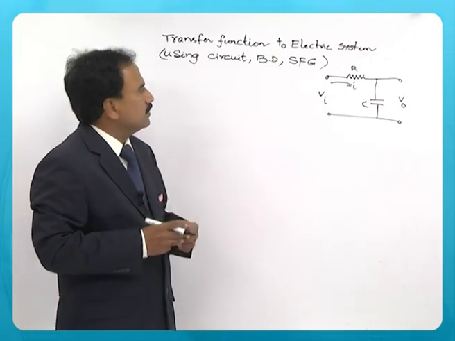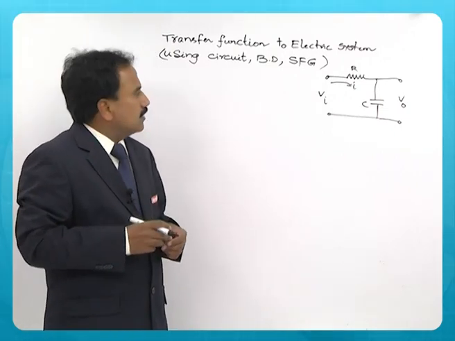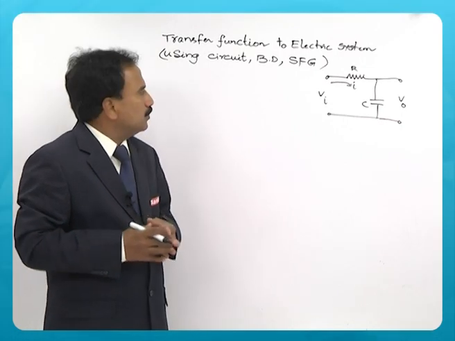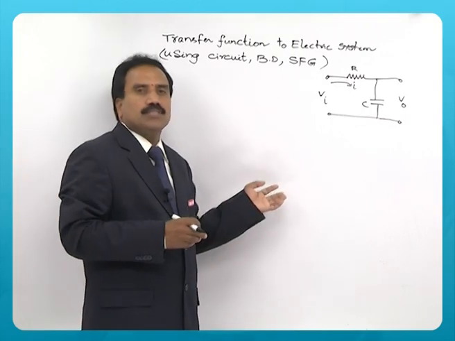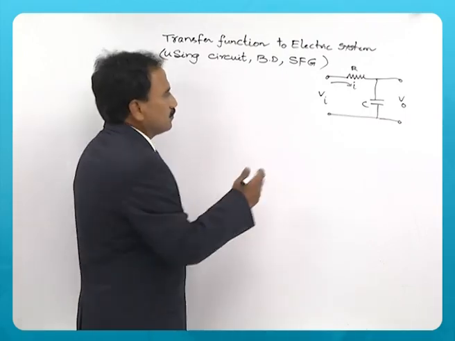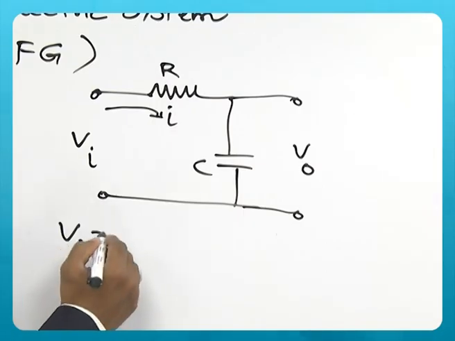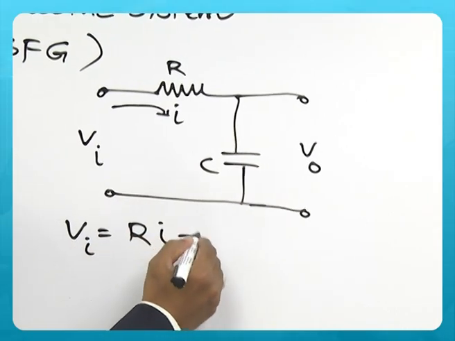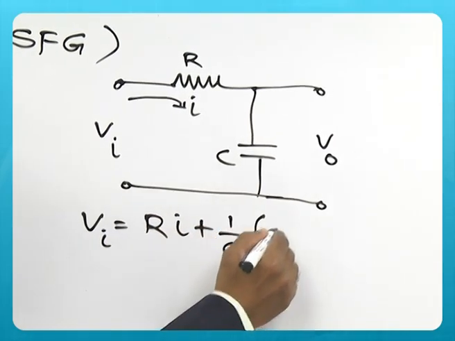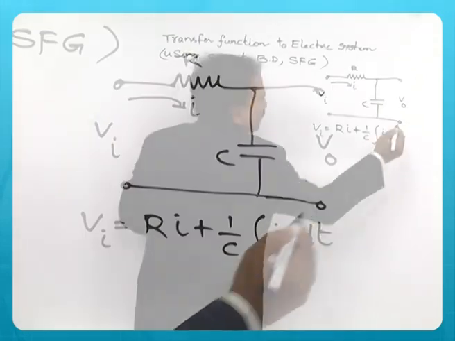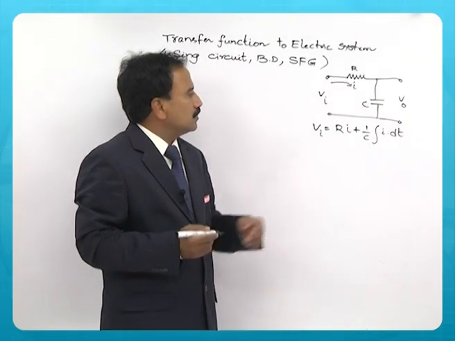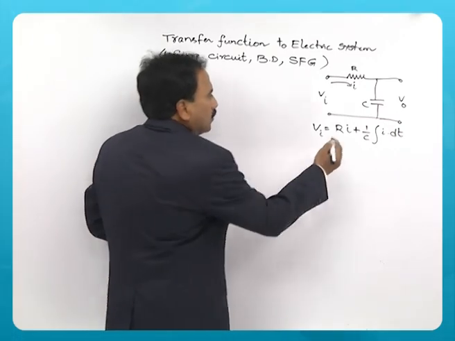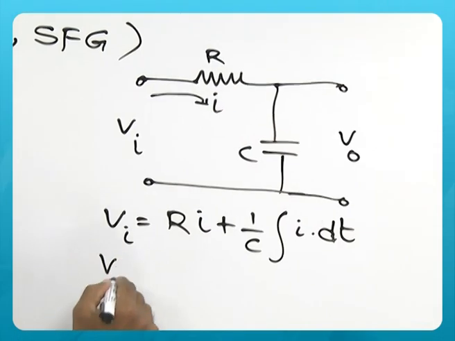For this circuit, I was mentioning that you have to use the basic laws and develop equations for the input voltage as well as the output voltage. The input equation is Vi = R into I plus 1 by C integral I dt. This equation can be written using KVL. Now you can apply the Laplace transform to this.